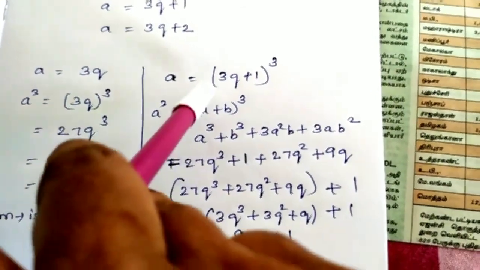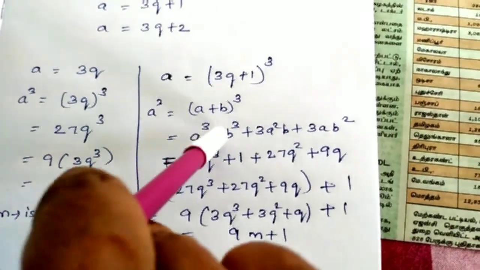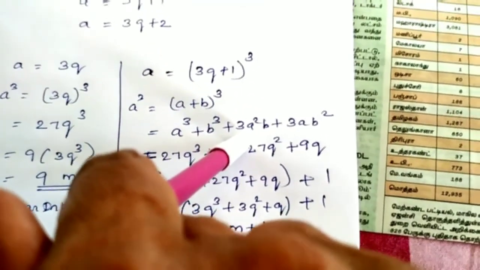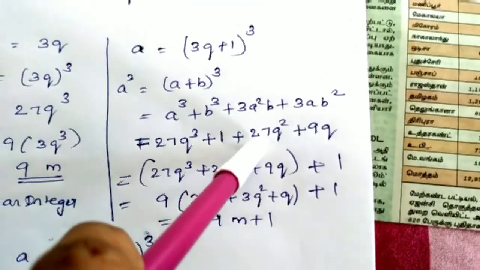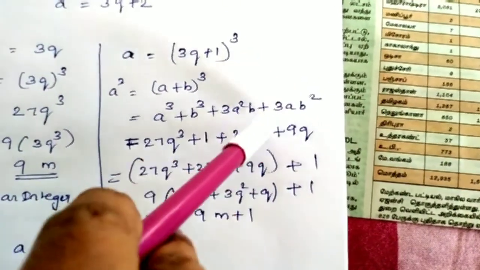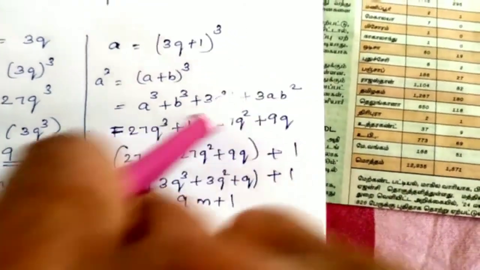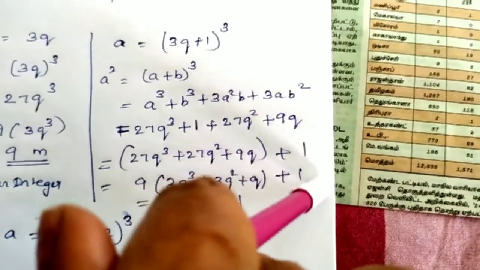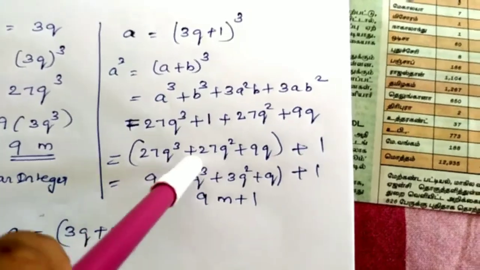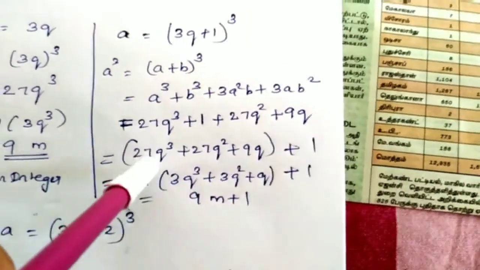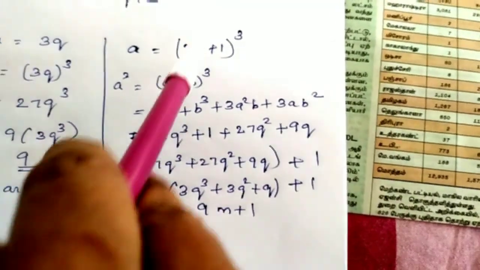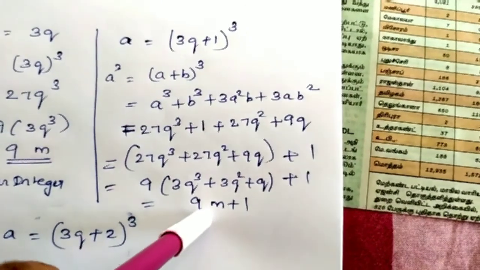What is our a value? 3q. Therefore 3q cube is 27q cube. The b value is 1. 1 cube is 1. 3a square b: 3 into 3q the whole square into 1. If you multiply, you will get 27q square. A is 3q, b is 1. 3 into 3q into 1, you will get 9q. Now, see the 4 terms. Take 1 outside. Remaining there are 3 terms with 9 common. Take the 9 common outside: 9 into this bracket, plus 1. This bracket is nothing but some number. Let us consider that integer as m. Therefore, the cube of this number is in the form of 9m plus 1.